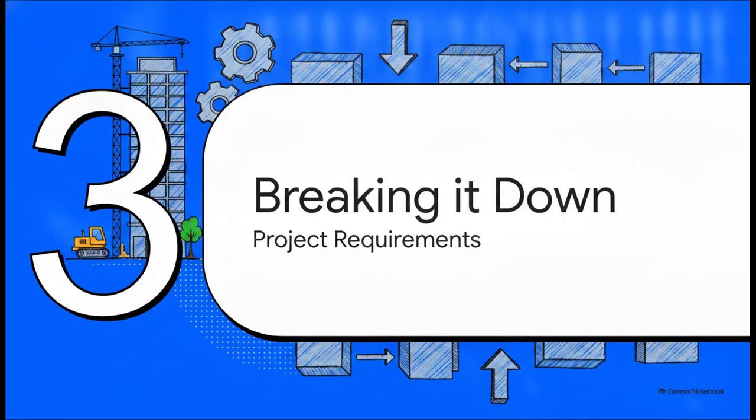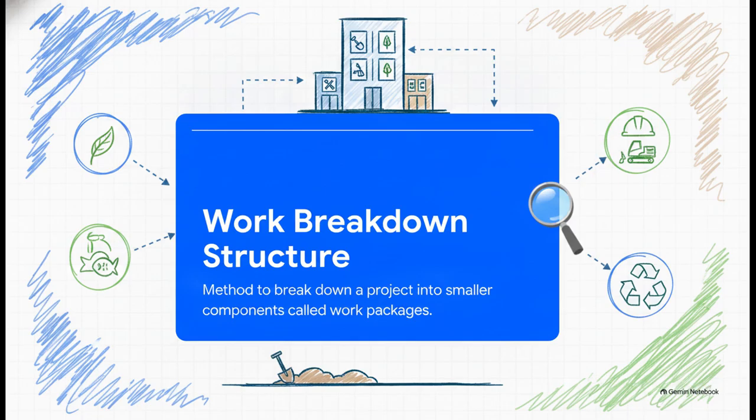All right, on to phase 3, breaking it down by analyzing project requirements. To connect those big, lofty environmental goals directly down to your daily operations, you're going to rely heavily on what's called a work breakdown structure, or WBS. Now, by definition, a WBS is just a method used to break down a massive project into smaller, manageable components known as work packages. Kind of think of these work packages as the individual rooms in our building metaphor.